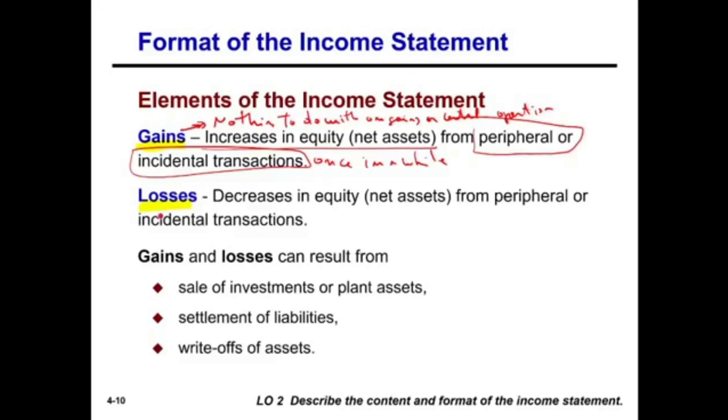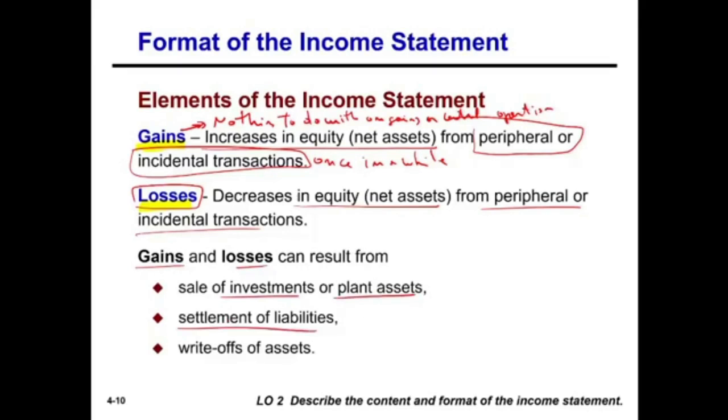Okay? Losses are decreases in net asset or equity. Net asset and equity are the same, also from peripheral or incidental operation. What are some examples of gains and losses? Sale of investments or plant assets. So you sell an investment or you sell one of your plant assets.